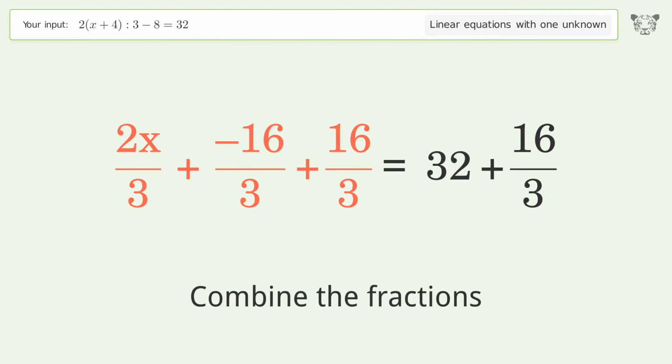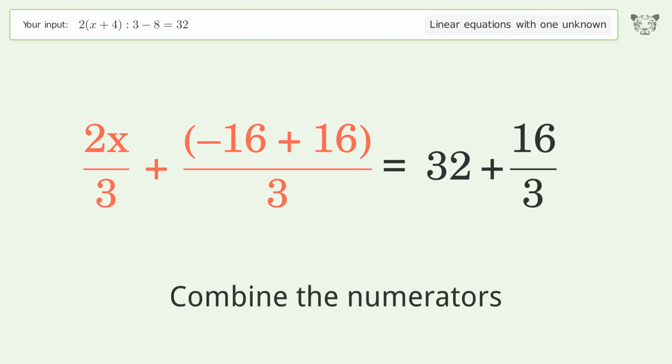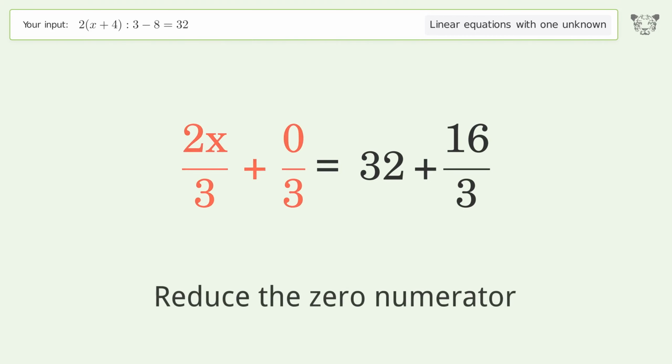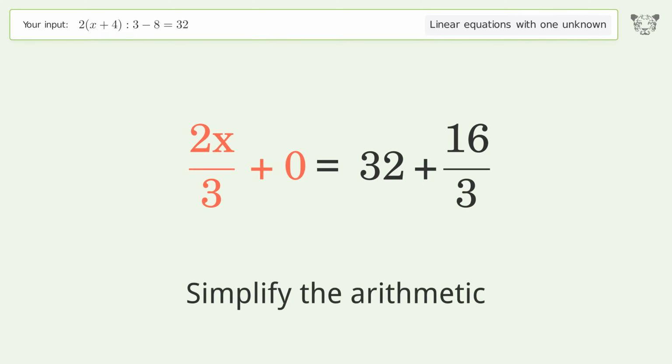Combine the fractions. Combine the numerators. Reduce the zero numerator. Simplify the arithmetic.